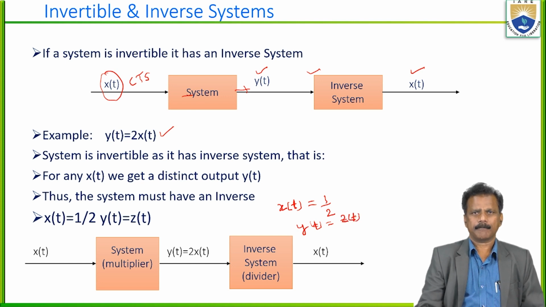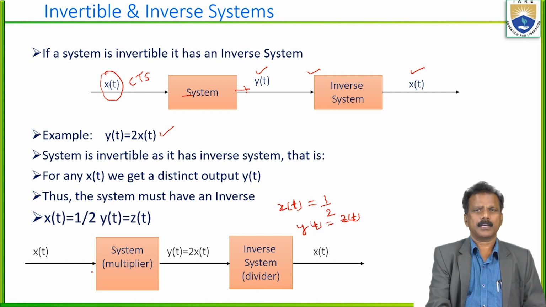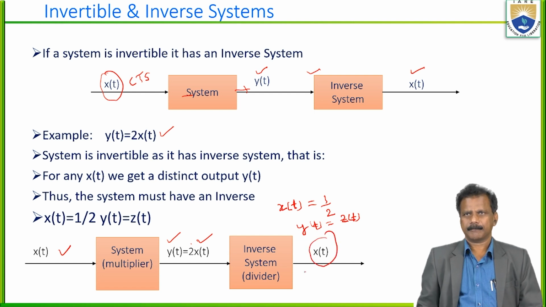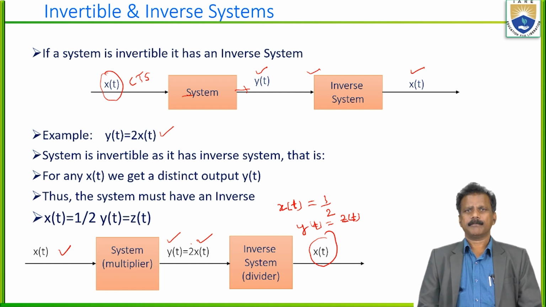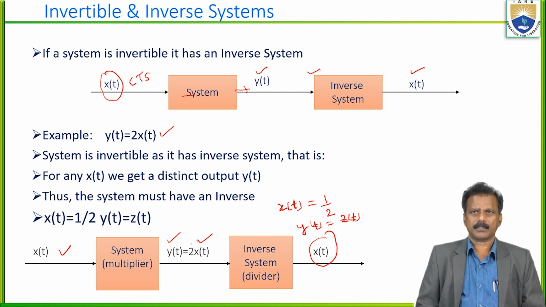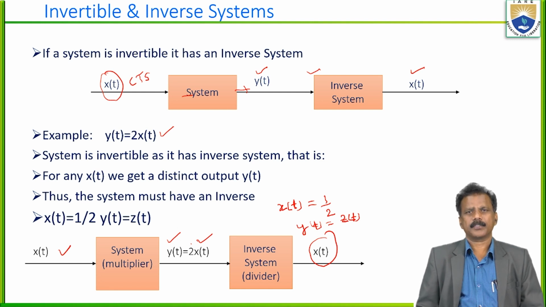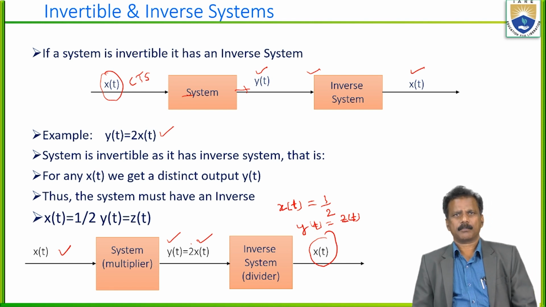Okay, so the input is here, the system is a multiplier, x of t. We will expect the output response y of t is equal to 2 into x of t. It is given to this inverse system, the divider, and we will expect x of t. Okay, like this, try to verify invertible and non-invertible. Presently we are concentrating on invertible. The system is invertible as it has an inverse system. You can easily analyze this by considering the multiplier and the divider. The input is x of t, and the output is x of t.